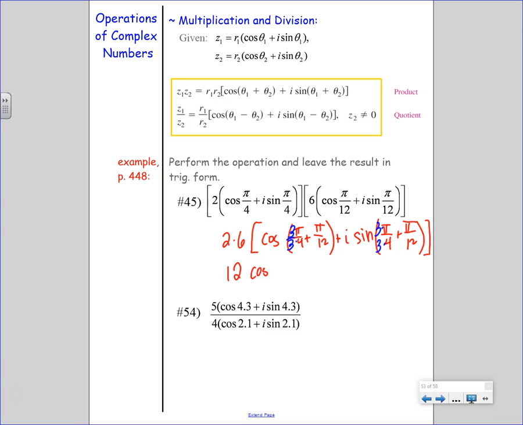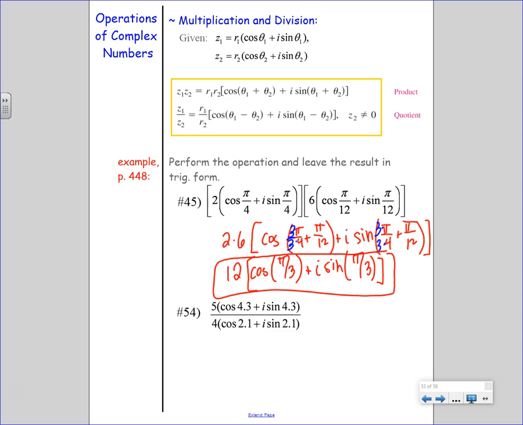All right, now think about it. 4 over 12, does that reduce? AJ says yes, and I agree with her. Cosine of pi over 3 plus i sine of pi over 3. Don't have to finish it unless they say write it in standard form, but they don't.